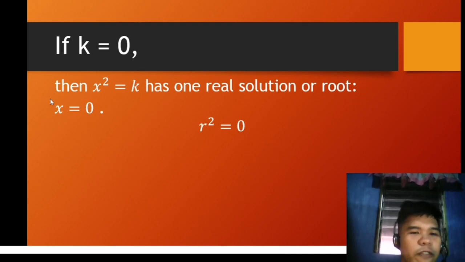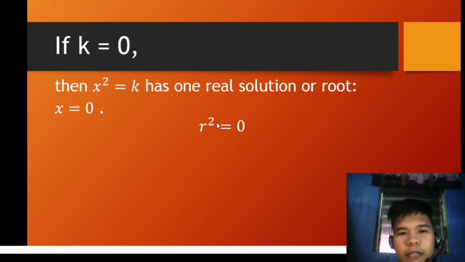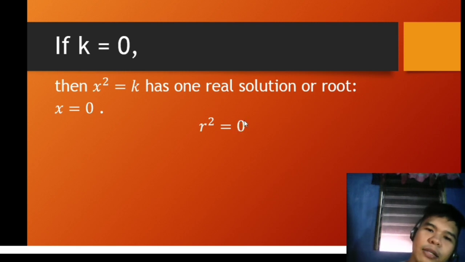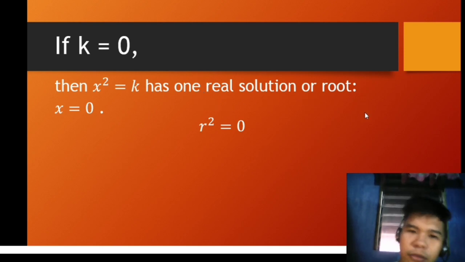So do not be confused if from our different examples we're going to use different variables. The most important thing here is that we still have the exponent of 2, which is considered a quadratic equation. So x squared here is represented by r squared. So r squared equals 0, and 0 is the value of k. So again, if k is equal to 0, then it has only one real solution.